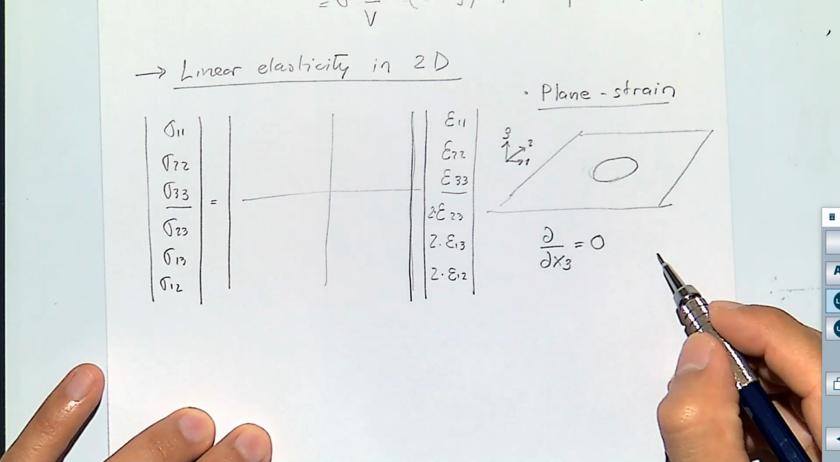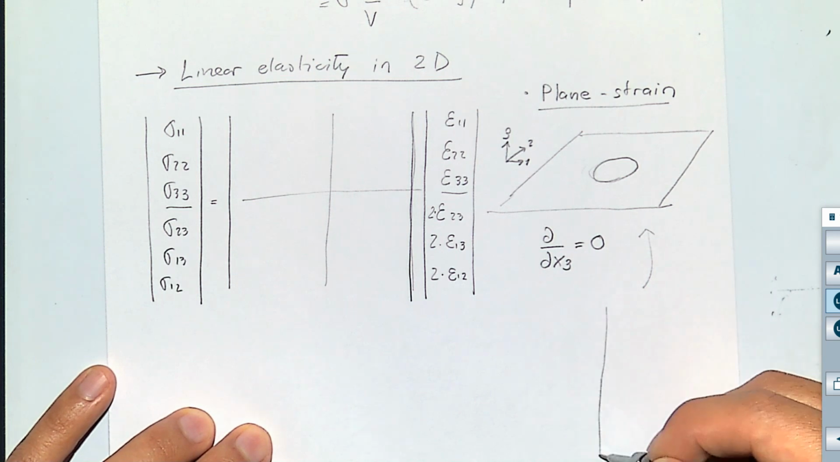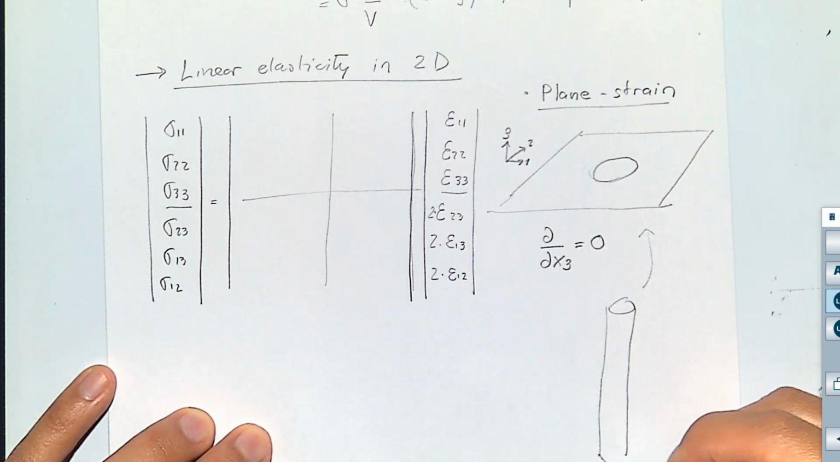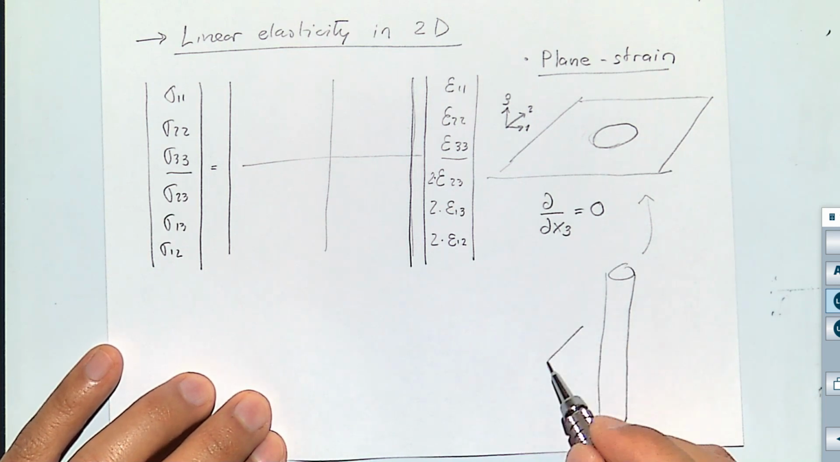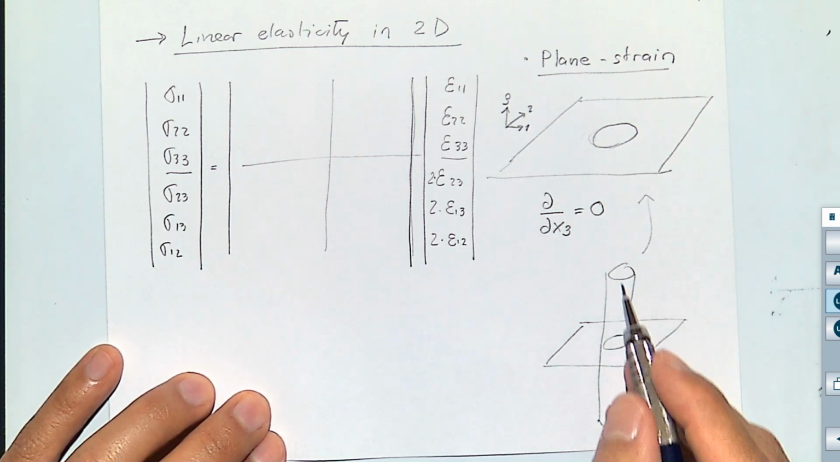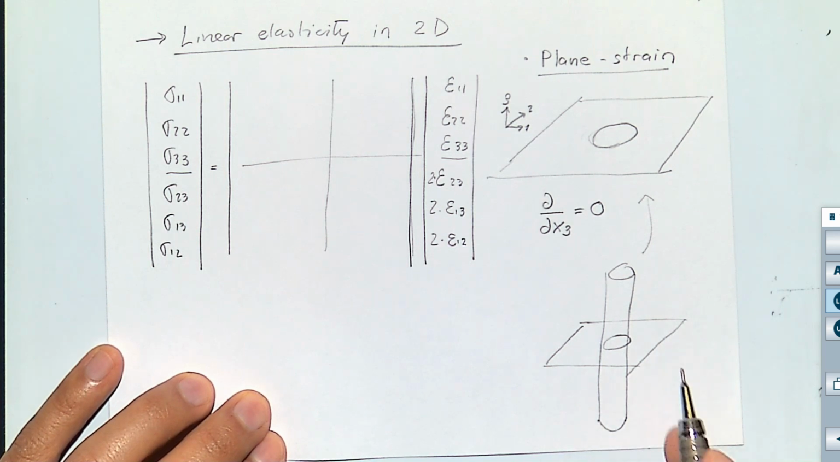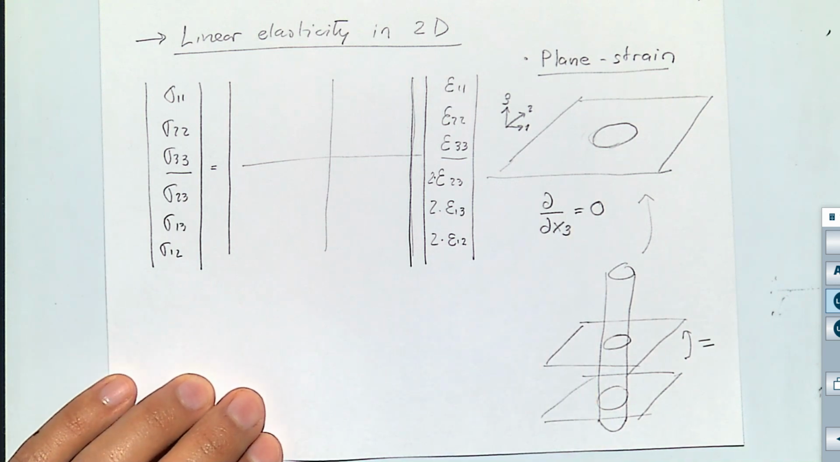I repeat, how I got to this is because I consider that this wellbore is so long that that's a predominant direction, that any plane I take in direction 3 is going to be the same. So if I take a plane here, or if I take another plane, another cut over here, those are going to be exactly the same. There is no variation in direction 3.